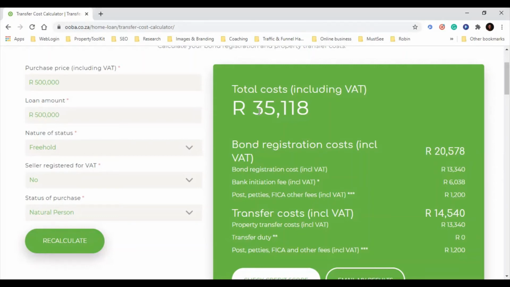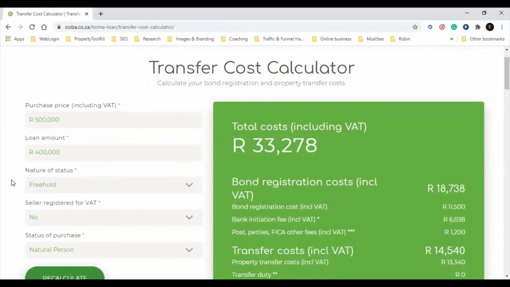You can also include, if the purchase price is 500,000 and the loan amount is 400,000, okay, let's recalculate that. You can then include the 400,000, making sure you've got your 33,000 plus about 5,000 on top of that one. So your 38,000, including another 100,000 for your deposit that you are going to pay the bank. So you want to have 138,000 for your closing costs so that you are able to clinch this particular property at 500,000.